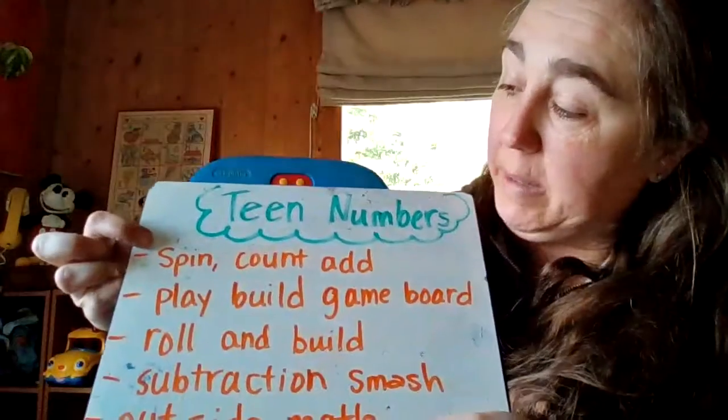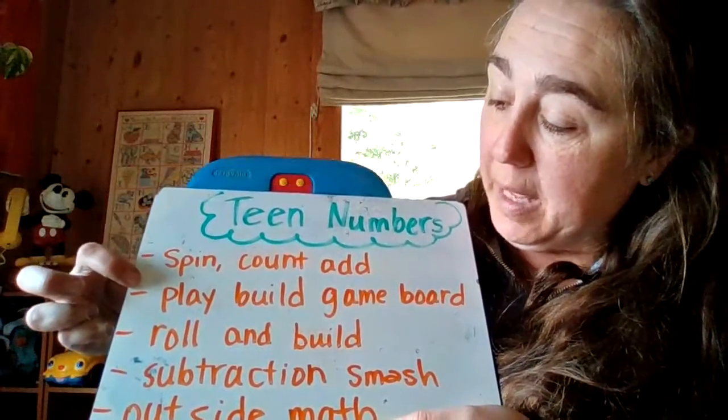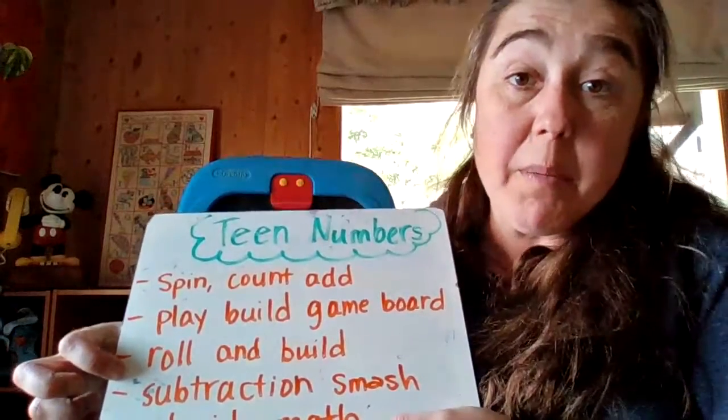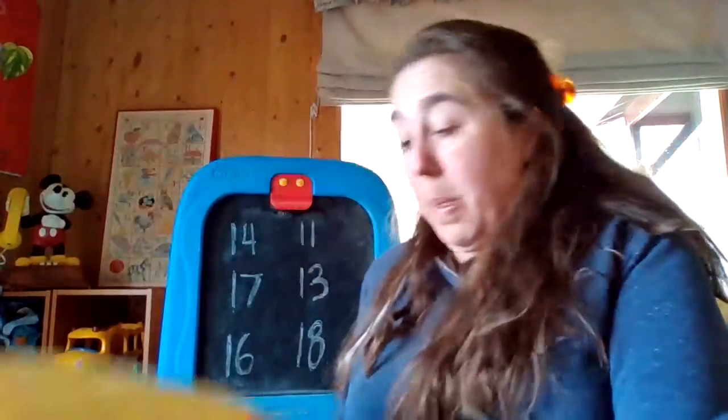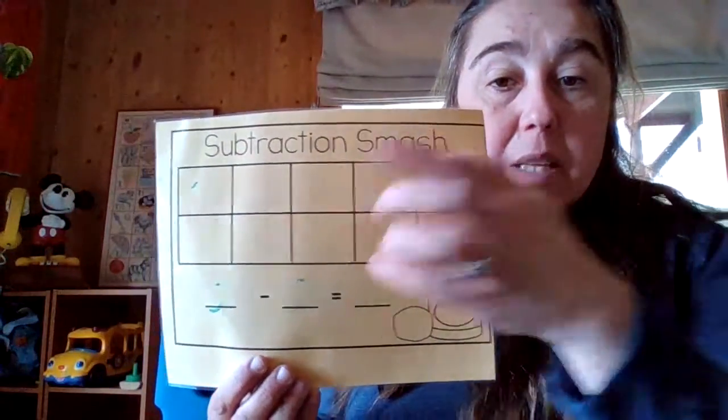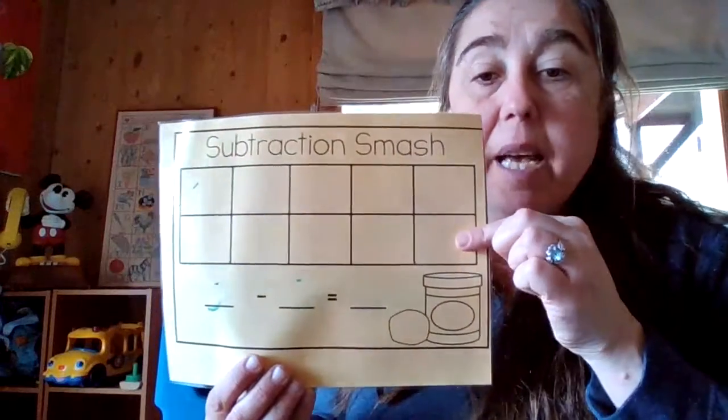Awesome. So we talked about spin and count, play and build, and roll and build. The next one is one that we still need a lot of review on, and that's subtraction. And so what I sent you was just this little mat to practice. It's got a 10 frame on it. That's what we call this because it's 5 and 5 make 10.